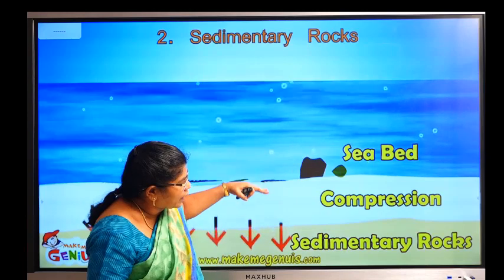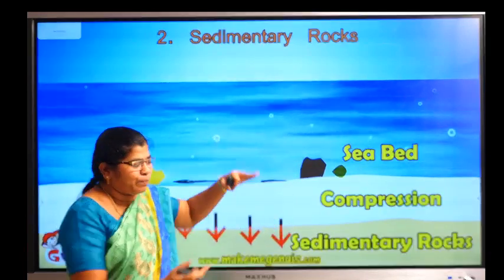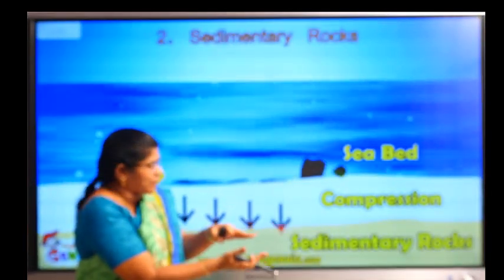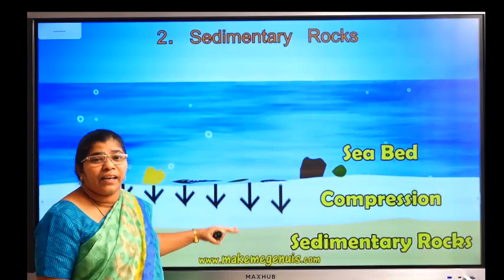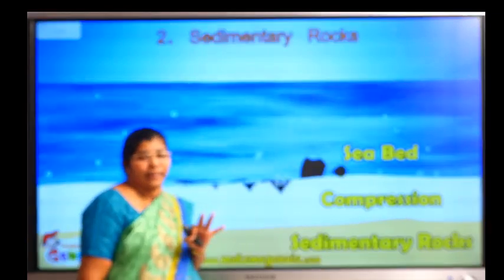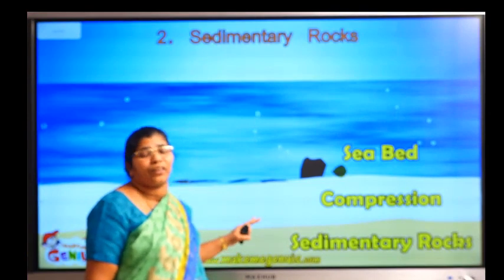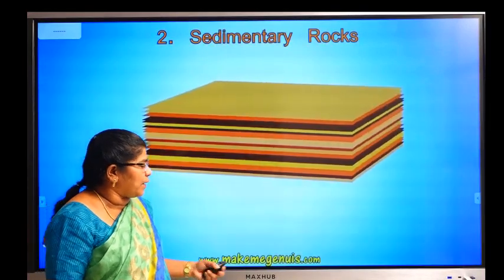After that, it will undergo compression. Falling one by one, it will be compressed and form the sedimentary rocks. Sedimentary rocks don't form in one day. Whatever the rocks, it takes millions of years to form the sedimentary rocks.